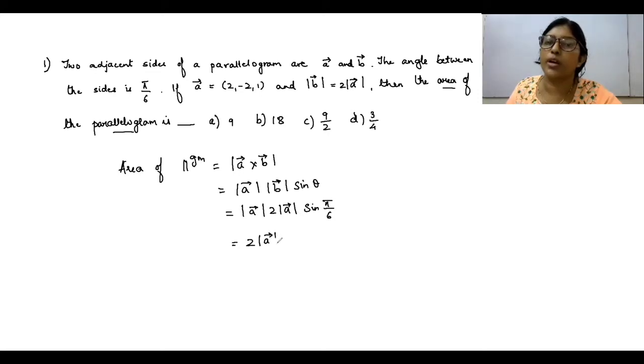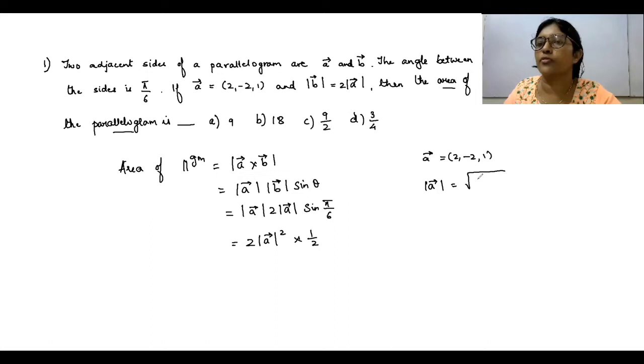So this becomes 2 magnitude A square, sine pi by 6 is half. Now what is the magnitude of the vector? It is 2, minus 2, 1. So magnitude of vector A is square root of, that makes it 3. So we will write 3 square, that is 9. So the area of the parallelogram is 9. It is a simple question. The only thing is they have not given us vector A and B directly, but then we have to use the magnitude of A cross B formula.